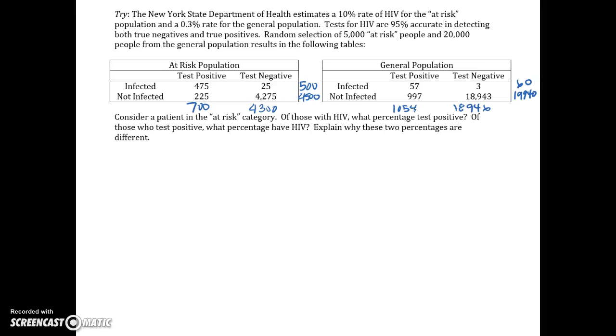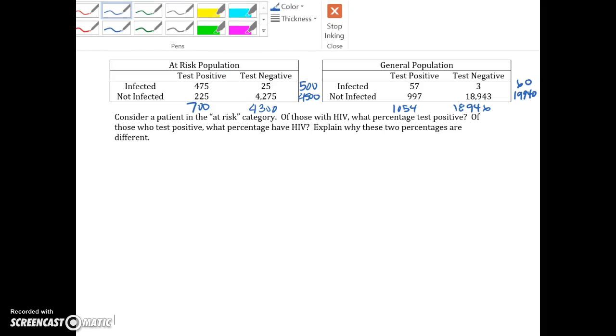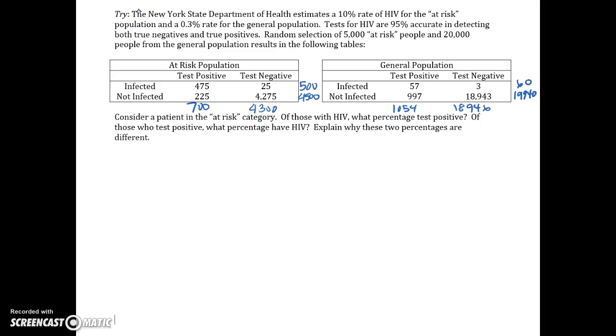The next thing that we want to do is consider a patient in the at-risk category. So we're looking at the table on the left-hand side of our data. Of those with HIV, what percentage test positive? So again, we have to consider those that tested positive or those that are infected. We're looking at this set of data right here. Of those with HIV, those that are infected, what percent test positive?